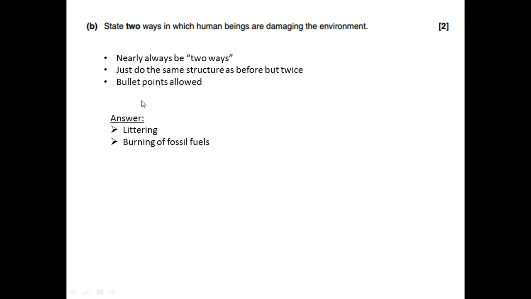I've done so in the past and have had no complaints from examiners or anything. So state 2 ways in which humans are damaging the environment: littering, burning of fossil fuels. Done. You'll notice that that was worth 2 marks. So if you are treating this paper as mark a minute, you would have been through 3 marks now, 3 minutes now, because question A was worth 1 mark. Again, this one should take probably about half a minute to do easily. So again, you're building up a lot of spare time now for that big question E at the end.